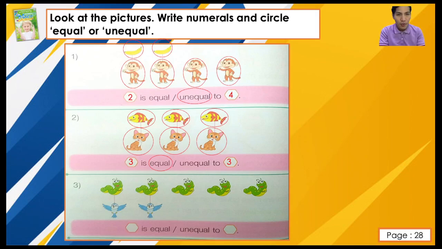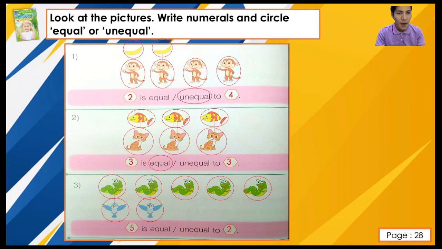Let's count the worms. 1, 2, 3, 4, 5. There are 5 worms. Now let's write number 5 in the first box. All right? Now let's count the birds. 1, 2. There are 2 birds. You will write number 2.